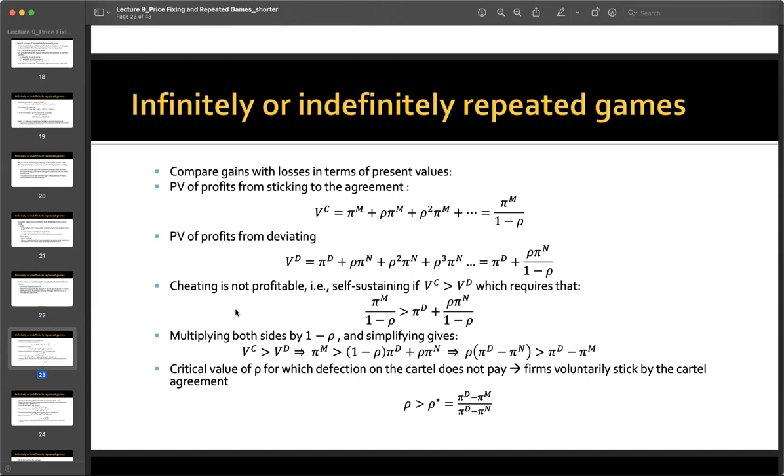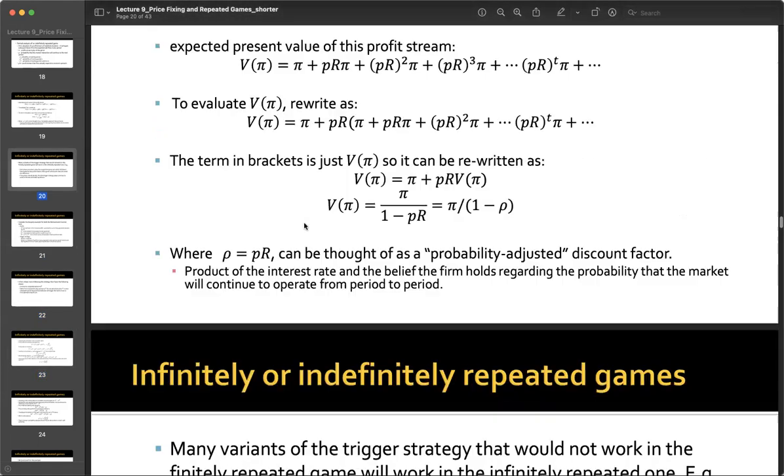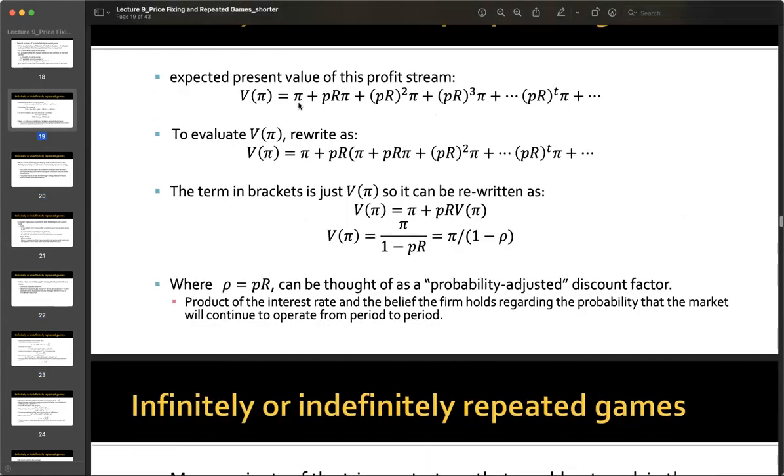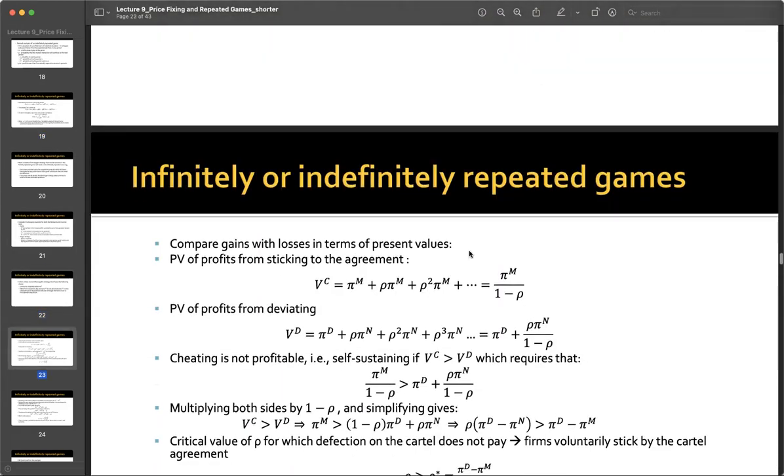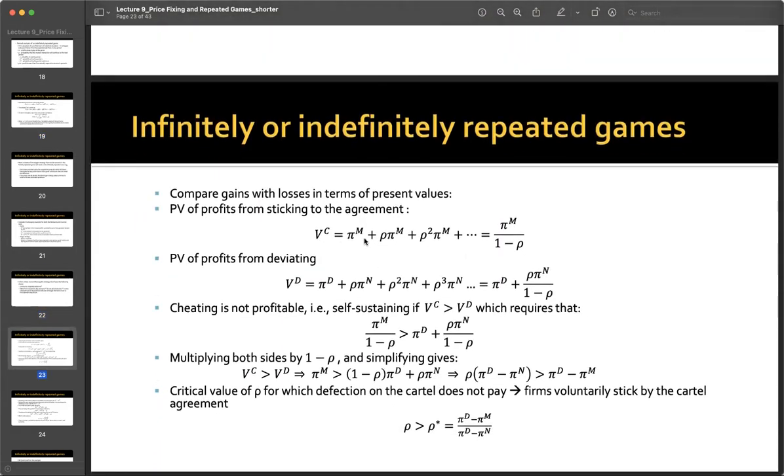So the present value of profits from sticking to the agreement is this. And this is simply what we talked about here. That's why we spent some time dealing with this, right? Because this is just the stream of profits from following the agreement. And we're copying what we worked on earlier, which is this, VC. Okay, so notice the pi m's are the same. This row is essentially pi m times rho, and so on. And so the value of cooperating is pi m divided by 1 minus rho, which is the result we had earlier.